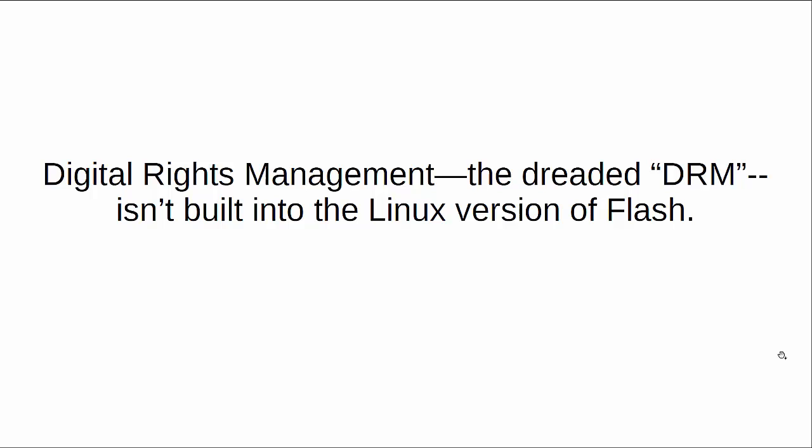So the Linux version now does not have all the features that the Windows and Mac versions have. Now, Adobe has since then, I think it was last year, said, okay, we'll go ahead and catch the Linux version of Flash up to the Windows and Mac versions as far as version numbers go. But they still said, no, we're still not going to build all the features into it that the Mac and Windows versions have. All right, so the digital rights management is a big bugaboo.